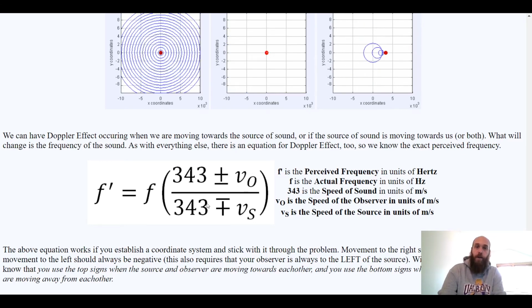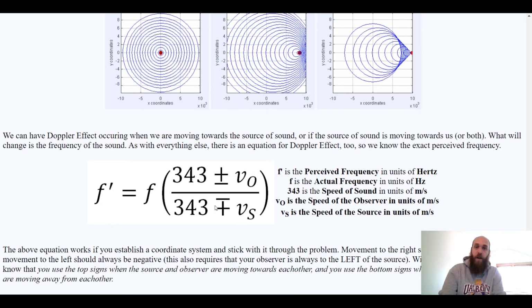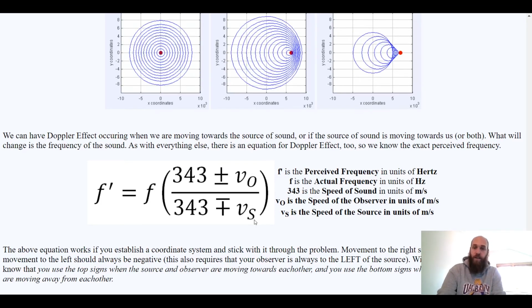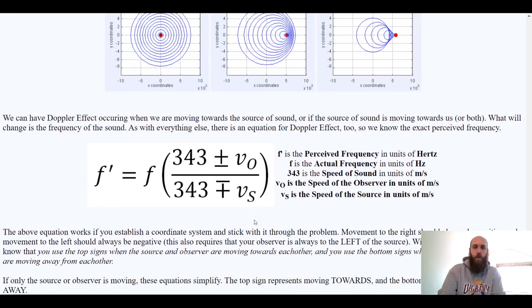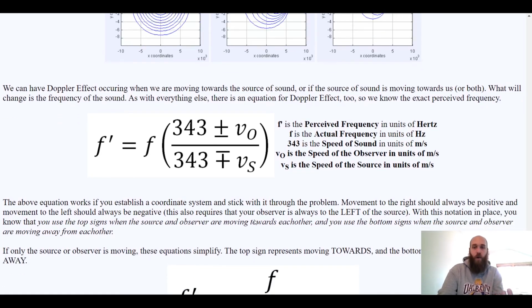And then you've got plus or minus the speed of the observer, divided by, again, that speed of sound, minus or plus the speed of the source. And you want to make sure that you don't mix those two up. They're that way for a reason. But there is some notation that you can use that'll make things a little bit easier. So what you want to do is you want to say that movement to the right is positive and movement to the left is negative. That is just standard stuff that we've always been using.